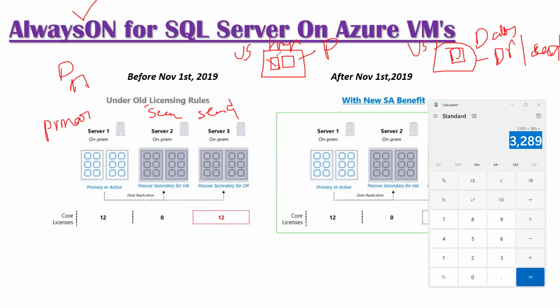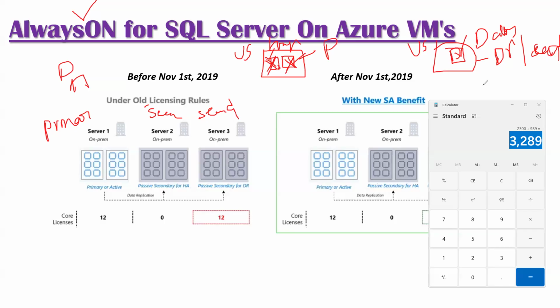If something happened to this database, this will take responsibility. If both databases have a problem, this database will take responsibility. Correct? And you can maintain more than that also. You can maintain more than three, more than four, five, six, seven. That is up to your vision.